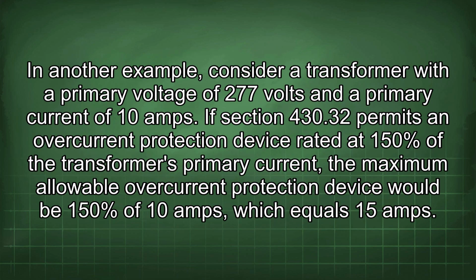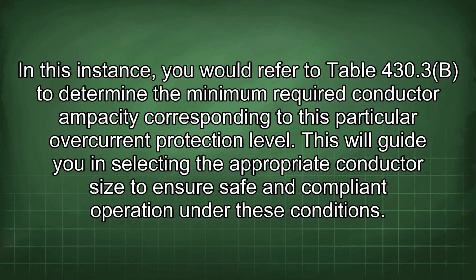In another example, consider a transformer with a primary voltage of 277 volts and a primary current of 10 amps. If Section 430.32 permits an overcurrent protection device rated at 150% of the transformer's primary current, the maximum allowable overcurrent protection device would be 150% of 10 amps, which equals 15 amps. In this instance, you would refer to Table 430.3(b) to determine the minimum required conductor ampacity corresponding to this particular overcurrent protection level. This will guide you in selecting the appropriate conductor size to ensure safe and compliant operation under these conditions.